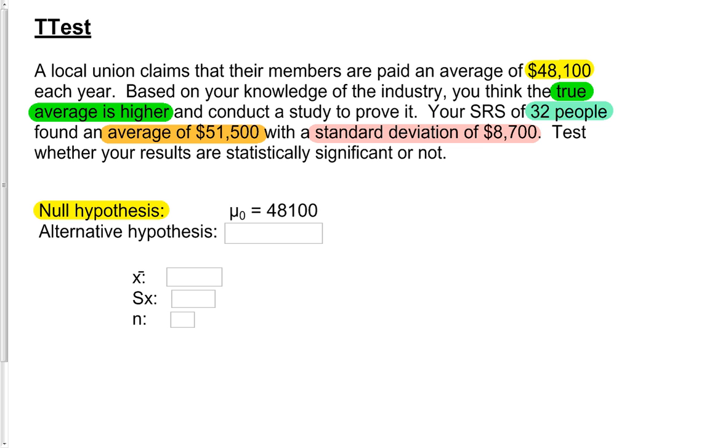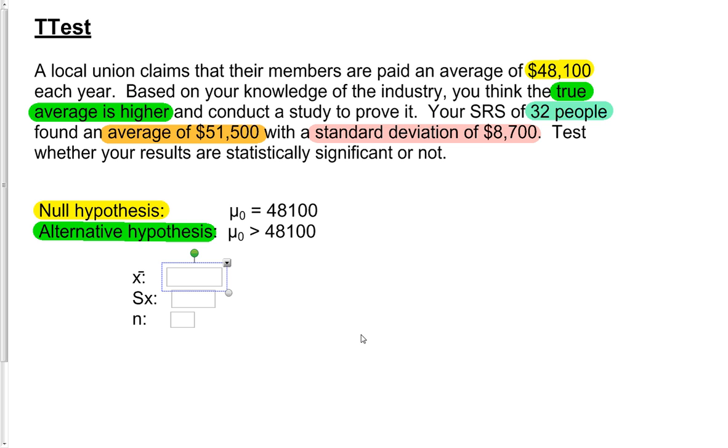The alternative hypothesis is going to correspond to what we said here. The true average is higher. That's what we think. So given the choice of greater than, less than, or not equal, we're going to say it is greater than. Mu naught is greater than this number.